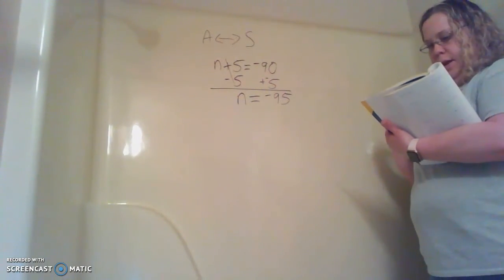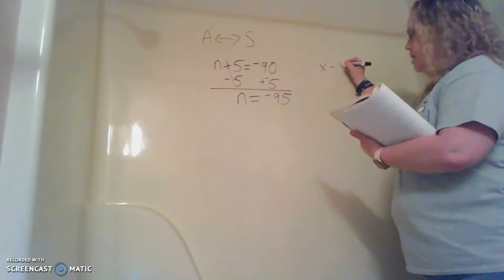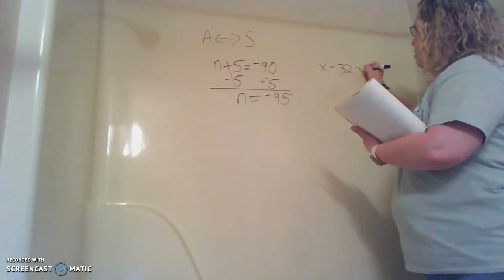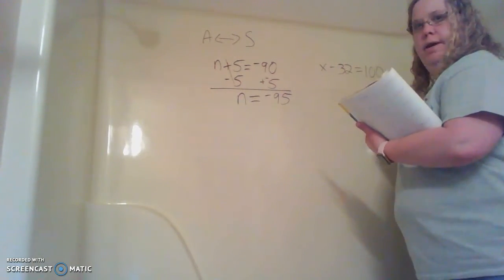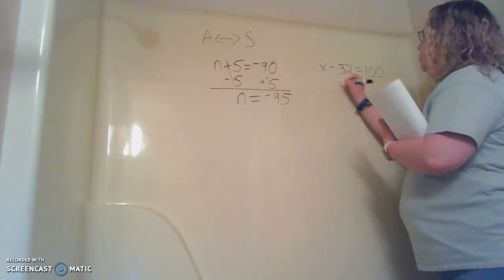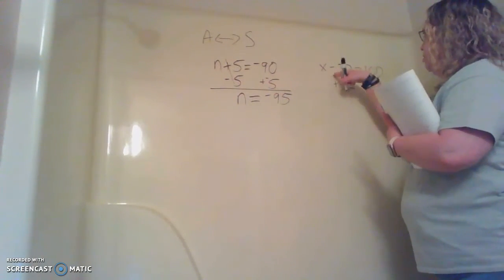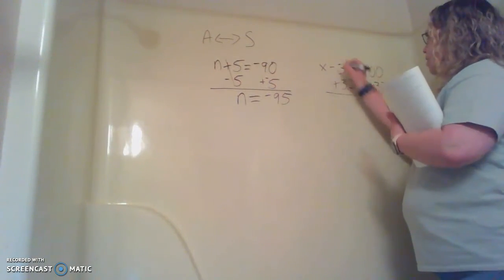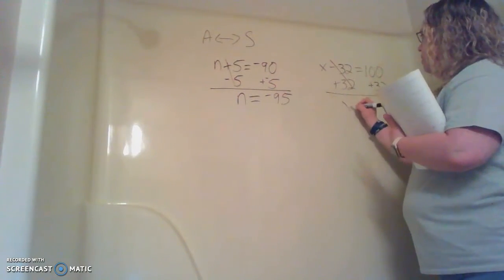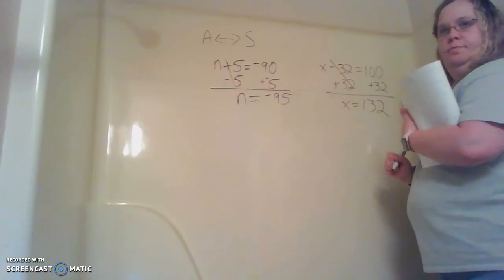All right. Number 4. We have x minus 32 equals 100. Okay. So we're going to add 32 because we know that addition will undo subtraction. So we add 32. Our 32's cancel, and you're left with x equals 132.